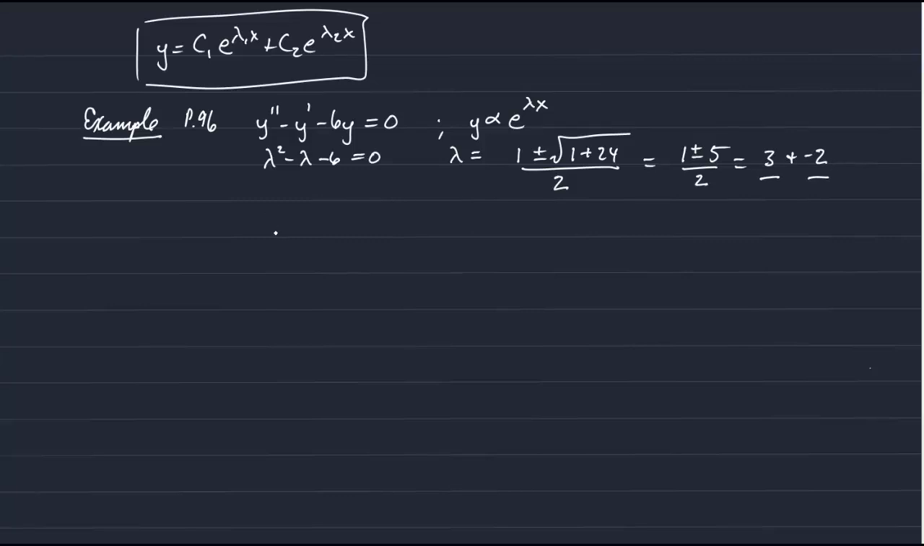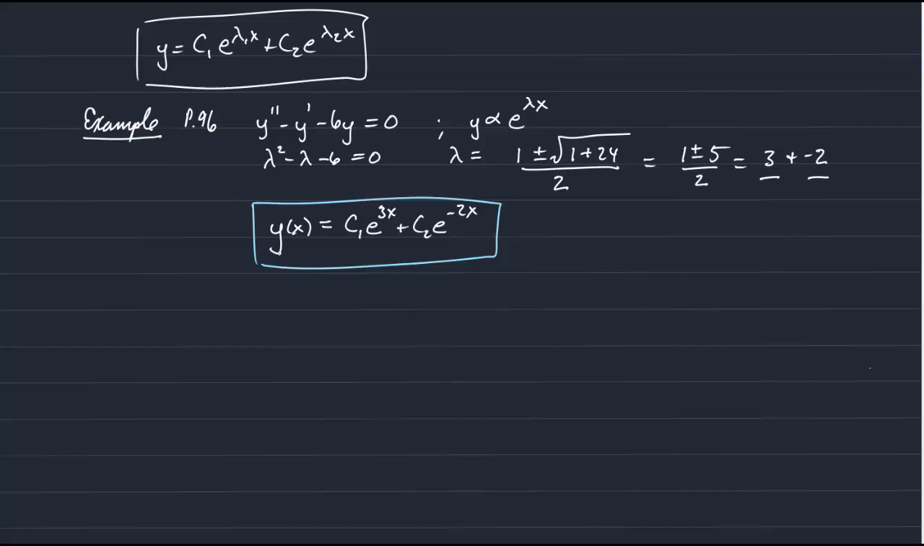And that gives the general solution. Again, the general solution encompasses all possible solutions: C1 e to the 3x plus C2 e to the minus 2x. Okay, so that's not too terrible. It's relatively simple. Now let's look at the example that we looked at before. This was the example we looked at in the previous video.